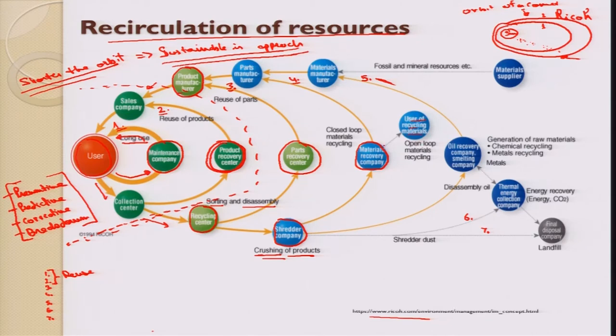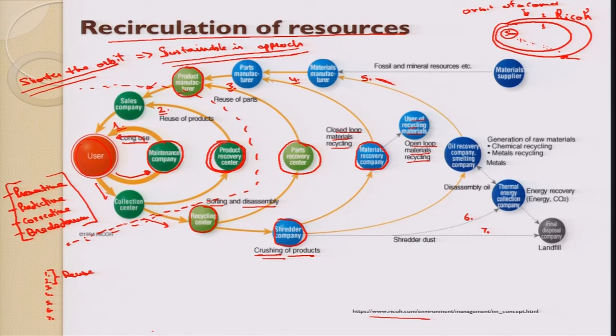Then we can have closed loop material recycling or open loop material recycling. Closed loop material recycling is when the material recovery company sends the materials to the parts manufacturer. For instance, a carburetor is to be manufactured, and the aluminium that is used is sent again to the company that manufactures the carburetor. That is the parts manufacturing company. So this is closed loop.